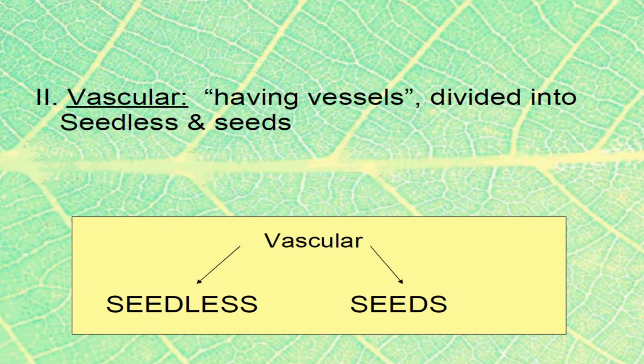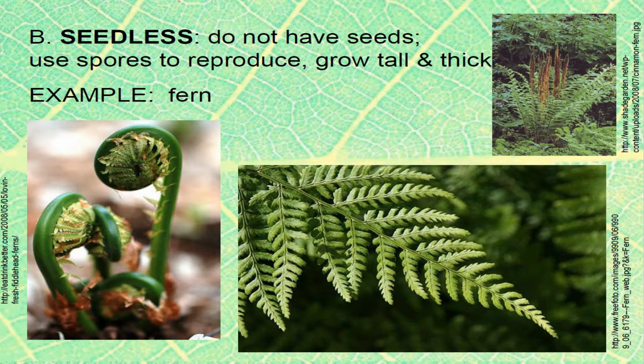Vascular plants are those that have a specialized and well-defined vascular system. They're further divided into seed-producing plants or seedless plants. So vascular plants are divided into seedless and seed-producing plants. An example of seedless plants will be ferns, different kinds of ferns that grow all over the world. So they generally grow taller and thicker in order to let the spores disperse.